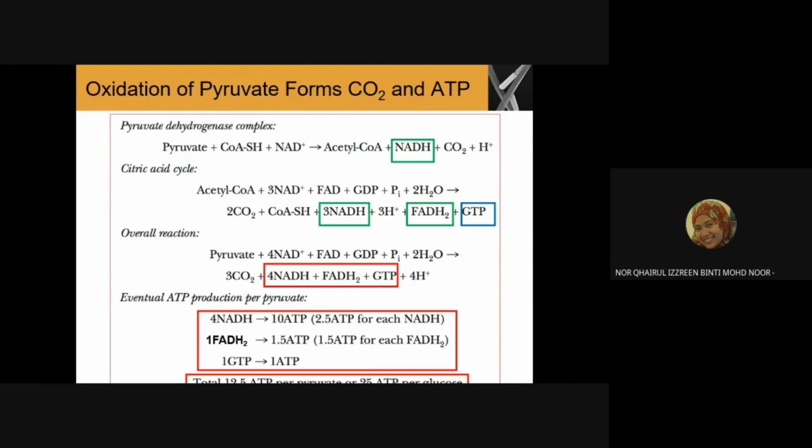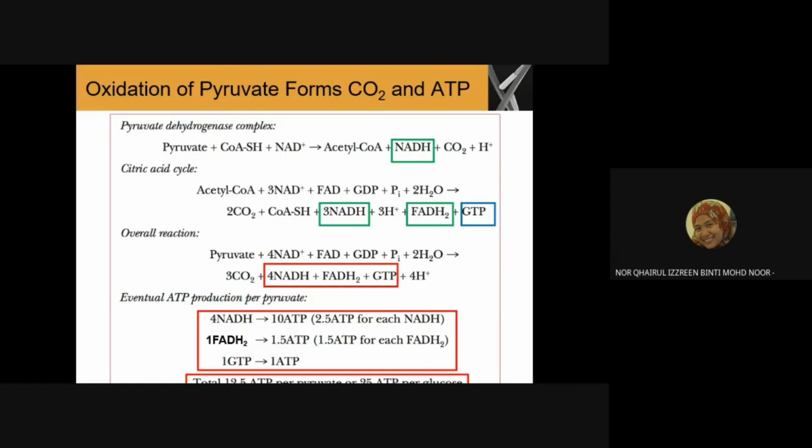So basically from these two reactions, the overall reaction is pyruvate, 4 NAD plus, 1 molecule of FAD, 1 molecule of GDP and inorganic phosphate, and 2 molecules of water, producing 3 molecules of carbon dioxide and 4 molecules of NADH and 1 molecule of FADH2 and GTP, as well as 4 hydrogen ions. So eventually 1 ATP is produced per 1 molecule of pyruvate here.